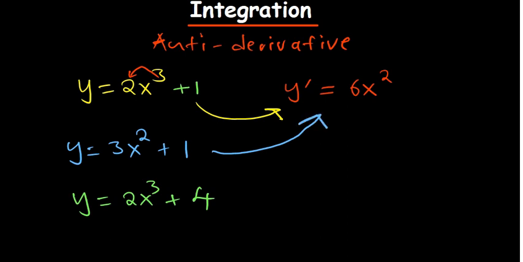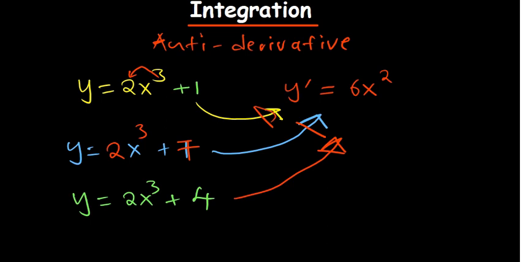Wait. No, that one won't work. The power is supposed to reduce by, well, let's think of 2x to the power 3 again, but maybe with a different constant. Yeah, maybe 7.